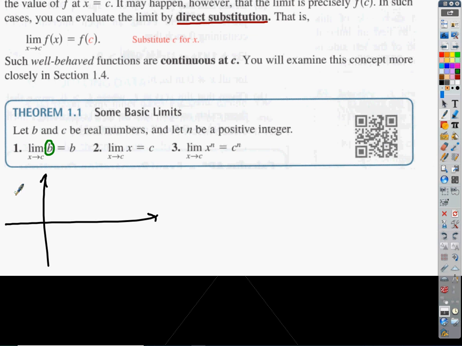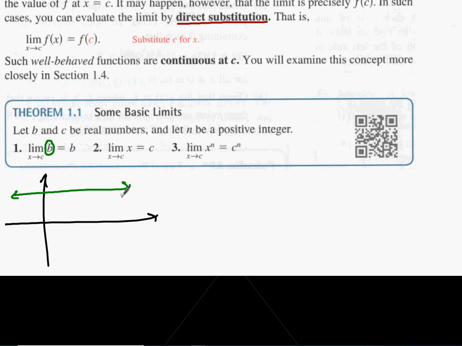Some horizontal line, and we don't know what b is. I just randomly picked a value of b. It could be positive, it could be negative. But the point is, if this is the line f of x equals b, regardless of what x value you pick, the value of the function is always going to be b, isn't it? So we could use direct evaluation here, and regardless of what value we're picking for x, the answer by direct substitution is always going to end up being b. Easy.